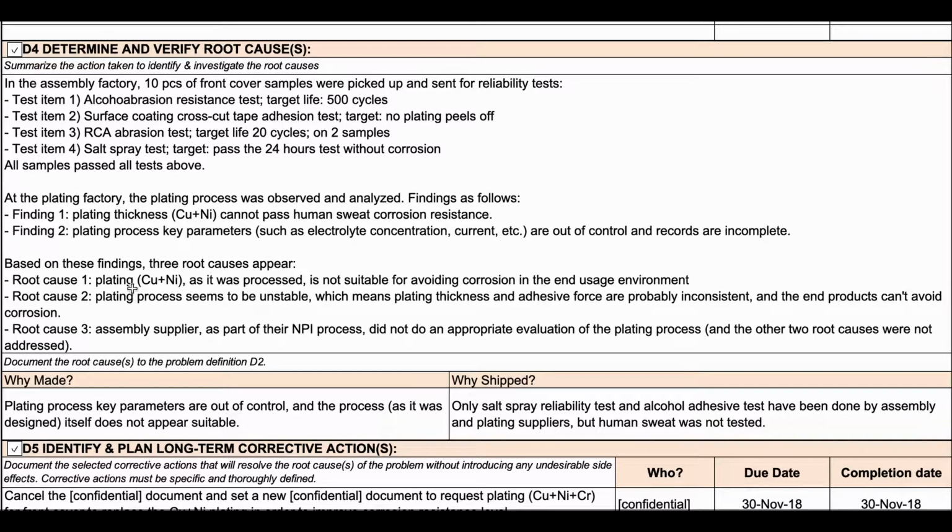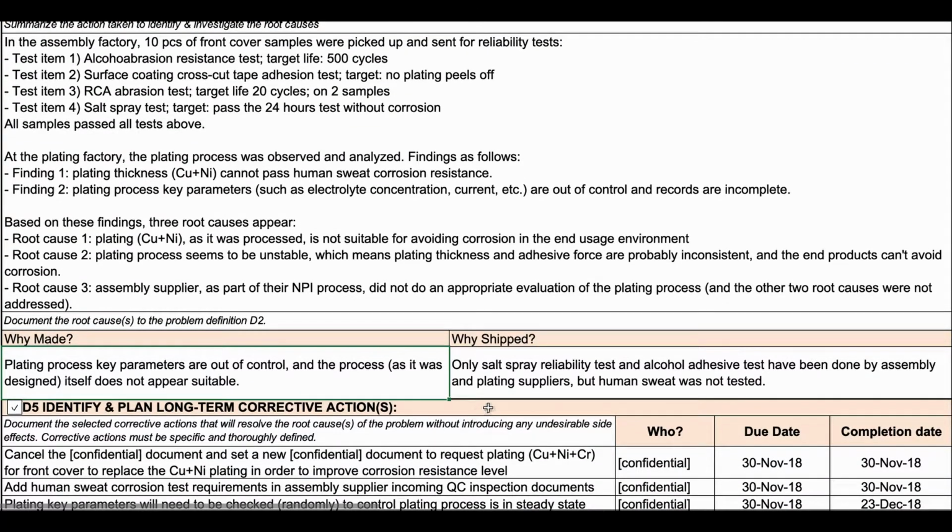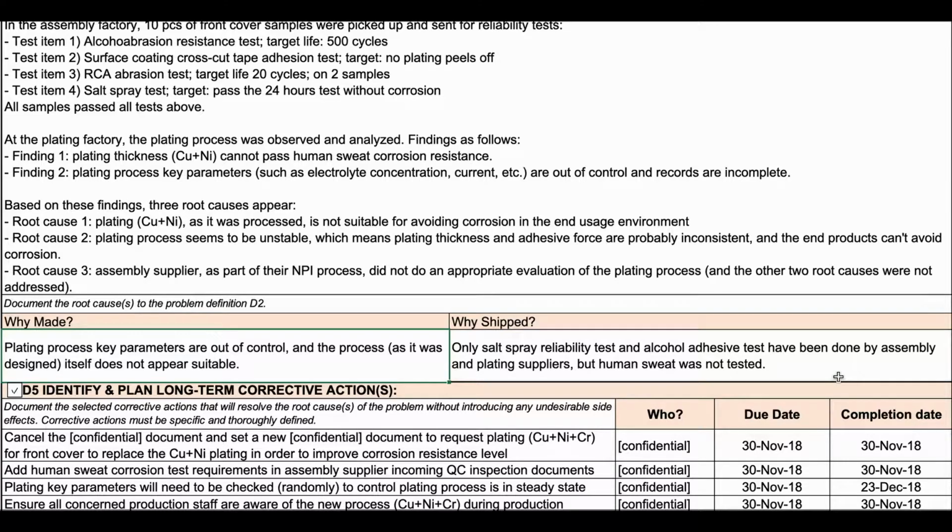Okay, so some problems are at the level of the plating factory, some of them at the level of the assembly supplier. Okay, just to prompt people, why was it made? Okay, probably key parameters are out of control and the process itself does not appear suitable. Why was it shipped? Well, because the testing was insufficient. Totally insufficient. If you want to replicate the use in the field, you need to do a test with human sweat, which can be tough on some products. Okay, this also points to maybe an inappropriate testing plan.